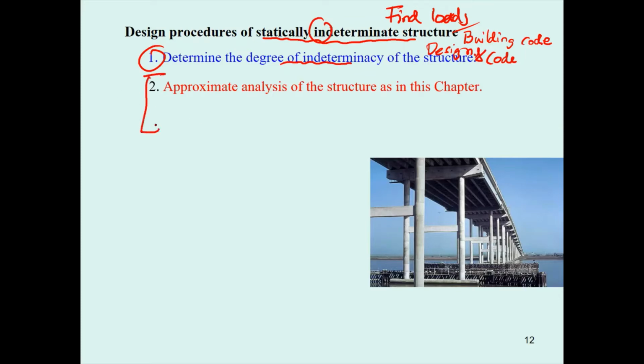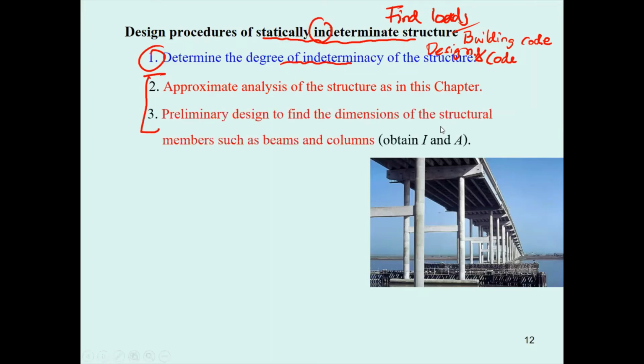And then you do the approximate analysis, which you are going to study in this chapter. And then you do the preliminary design in order to obtain the moment of inertia and the cross-sectional area of the structure. And again, I tell you, you can do this in 2 ways without doing the approximate analysis. You may use your own experience.